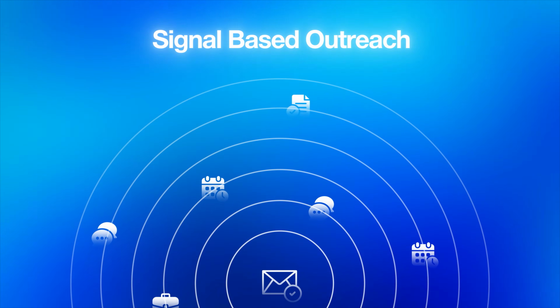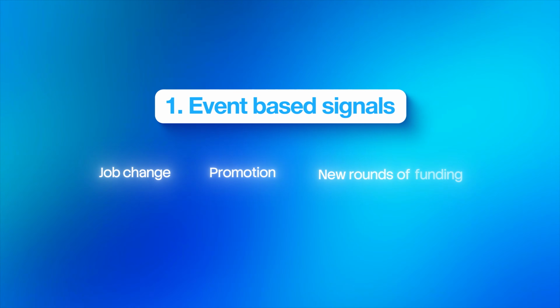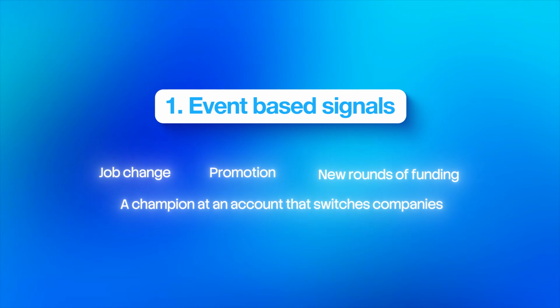This is signal-based outreach. There are two types of signals. The first is event-based. We're talking job change, promotion, new rounds of funding, a champion at an account that switches companies. These have been around forever. Tools have been building around them, and because of that, everybody uses them. Your prospect has seen that email 100 times.